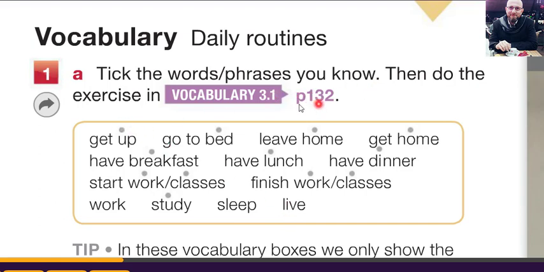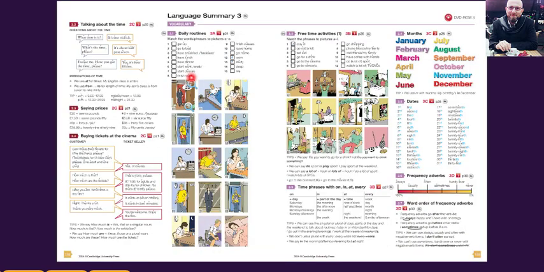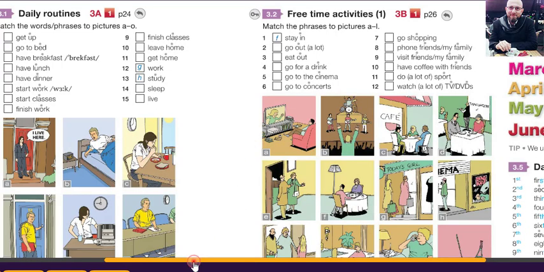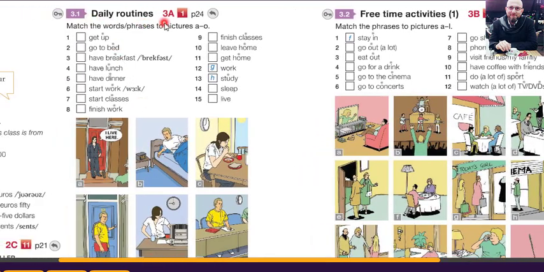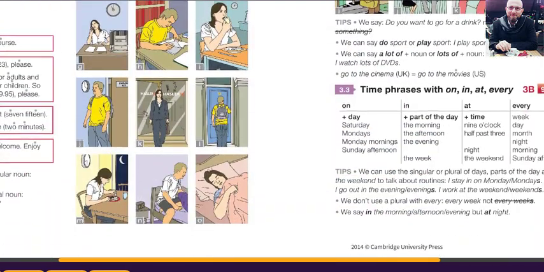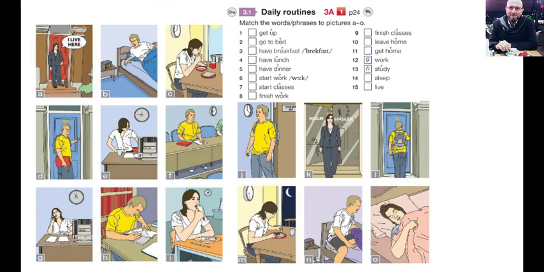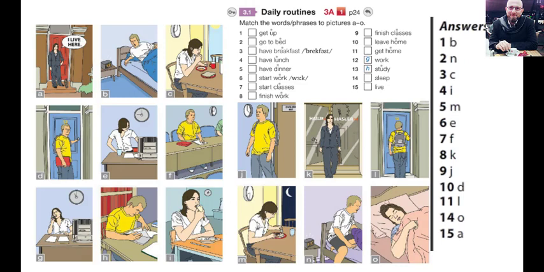And let's go to page 132. Okay, so let's do this exercise. In this exercise here, daily routine, match the words, phrases to pictures A to O. And these are the pictures here. Okay, guys, so if you don't have the book, you can do the exercise here. Okay, you can stop the video now, do the exercise, then check. Okay, this is the answer. And you can check.